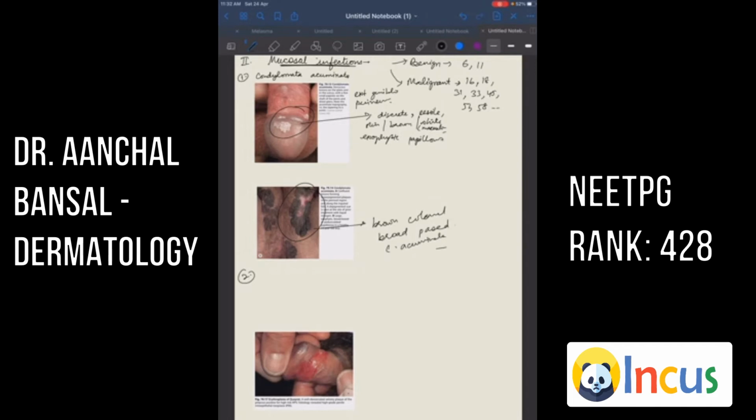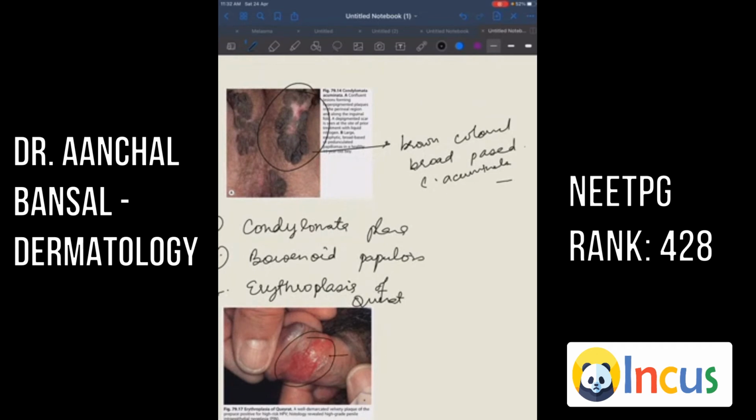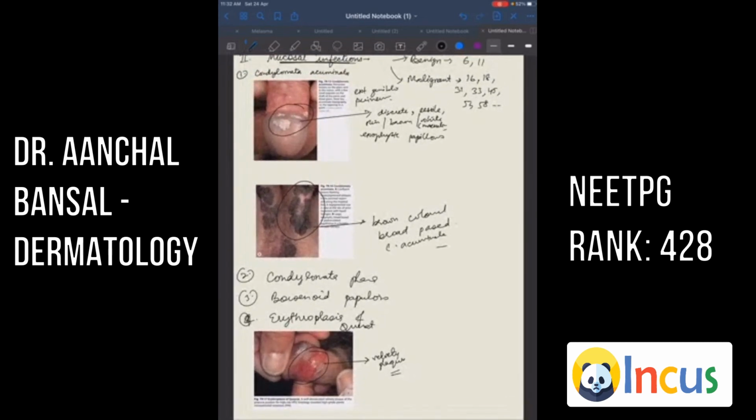Other types of mucosal infections are condylomata plana, bowenoid papulosis, and erythroplasia of Queyrat. As in this picture we can see erythroplasia of Queyrat, a very well demarcated velvety plaque present over papules.